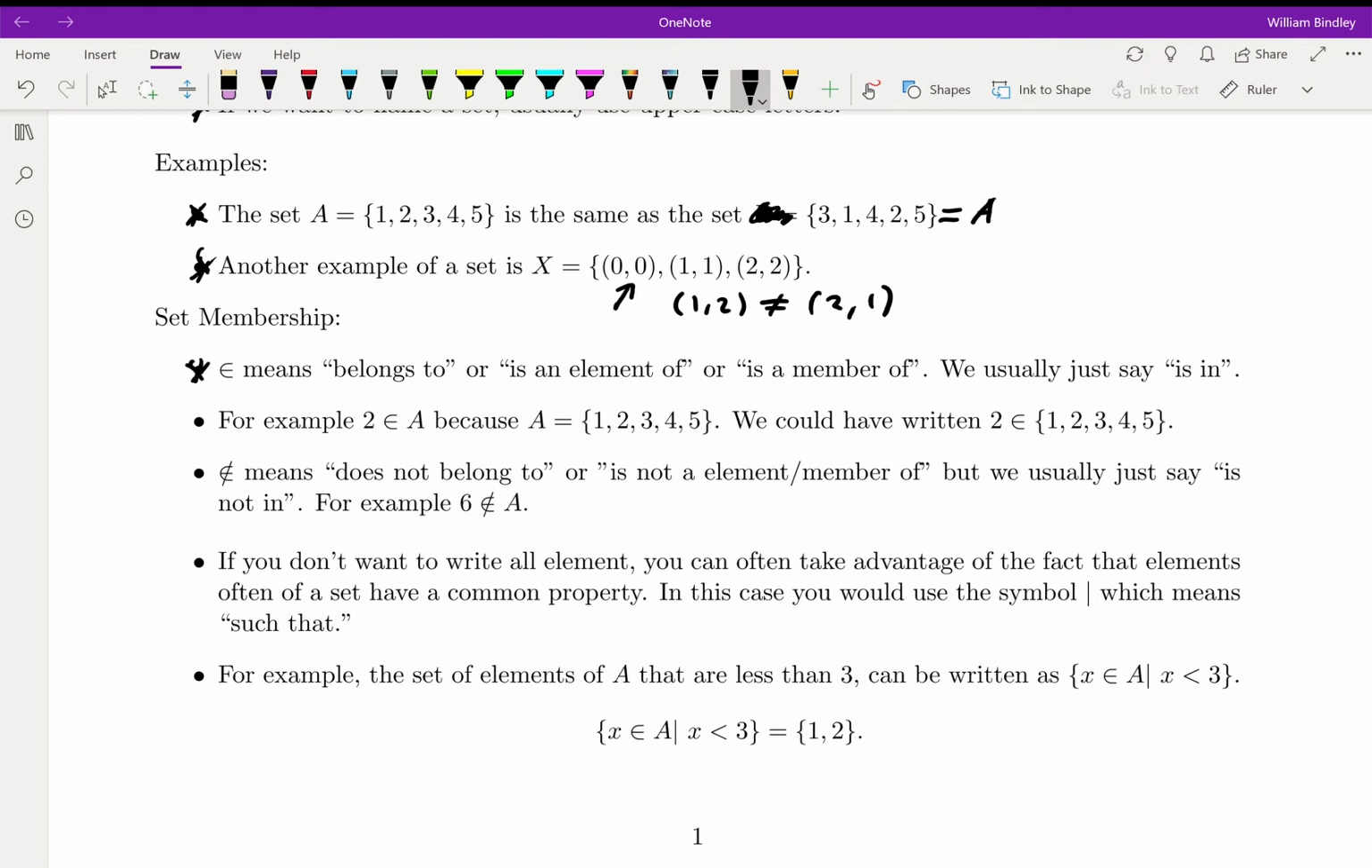So this symbol here is the Greek letter epsilon, and that means belongs to, or is an element of, or is a member of. Those things are all equivalent, but usually we just say is in. So for example, 2 is in A, because if we look at this set A, you'll notice that 2 is inside that set. It's a member of that set, or an element of that set.